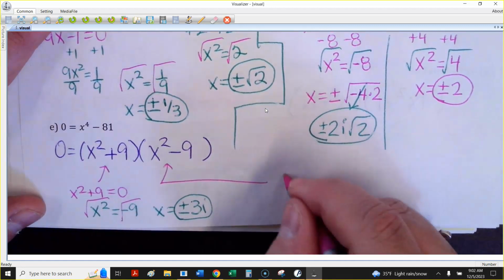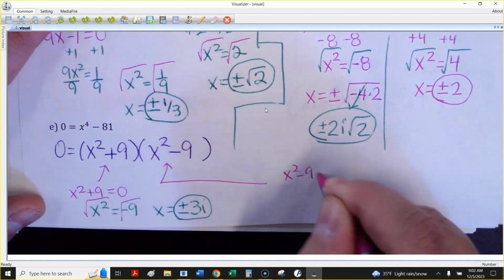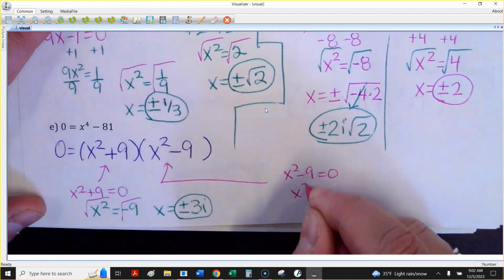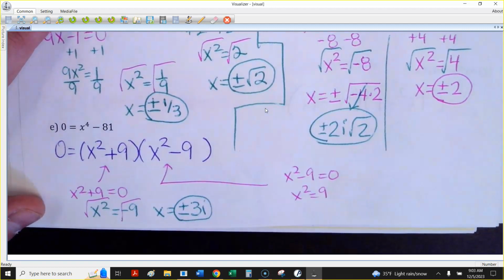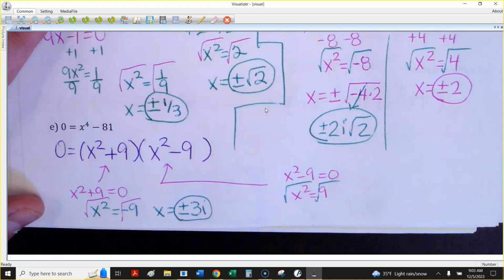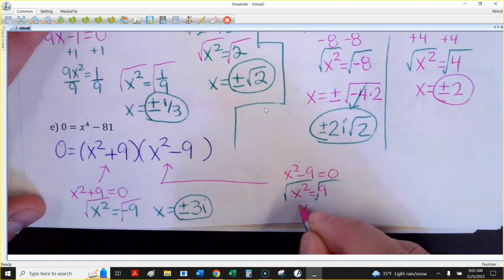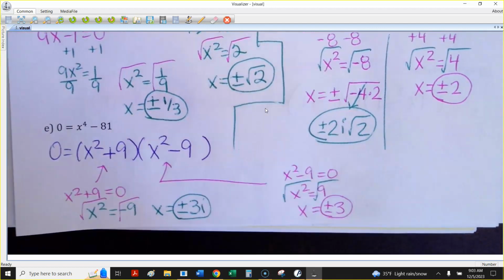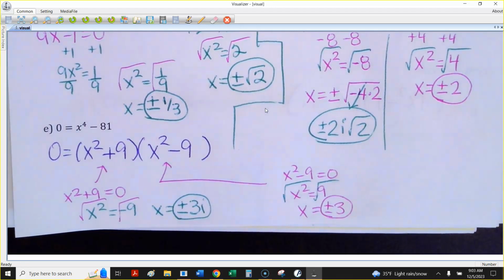And then the other one, I'm going to come over here. I have x squared minus 9 equals 0. For that one, to solve it, I'd actually add 9 to both sides. So we have a positive number, so we won't have any i's here. I do introduce a square root to get rid of that on the x squared, and I automatically get two answers out of that. So that would be plus or minus just positive 3. So the four answers: you've got plus or minus 3i, and then you have plus or minus 3.